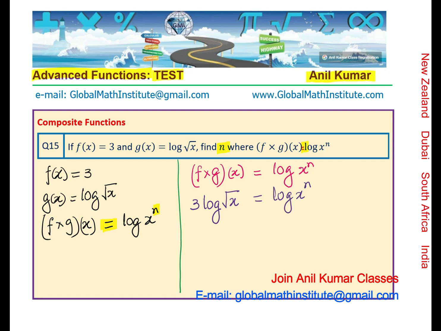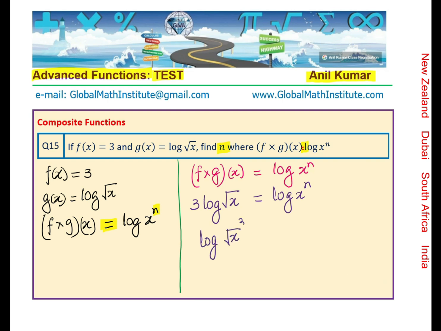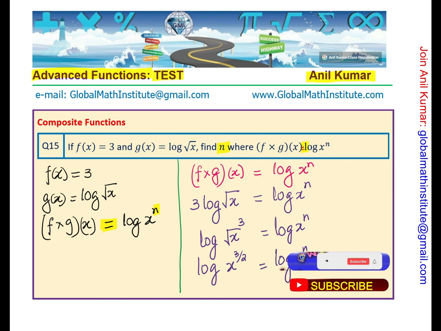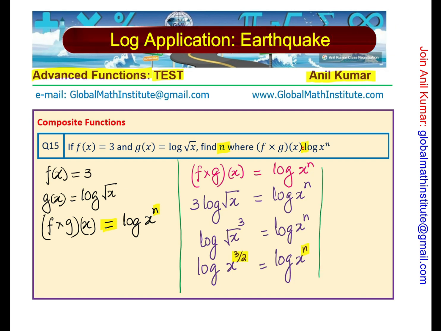Apply the logarithmic laws, we could rewrite this as log of square root of x to the power of 3. That would be equal to log of x to the power of n. And with rational exponents, that is 3 by 2, right? And that gives you the result. Compare the exponents in this logarithmic equation. So we get our answer, n is equal to 3 by 2. So I hope that is absolutely clear.